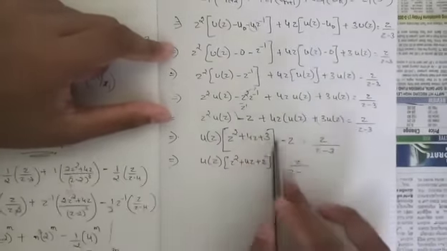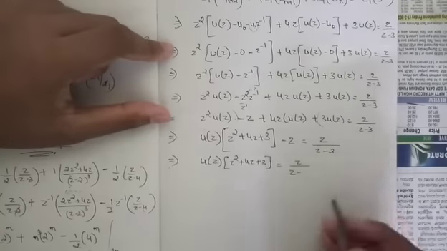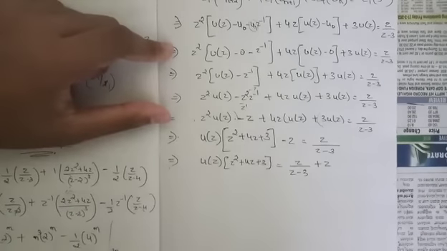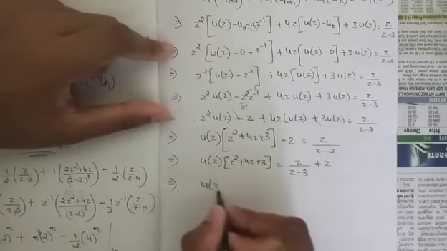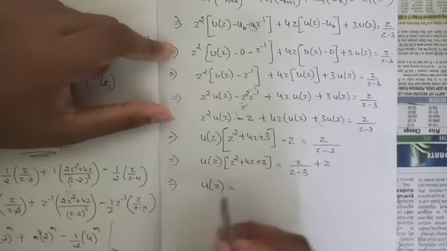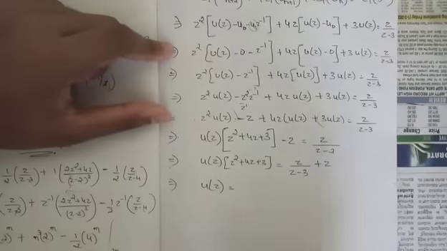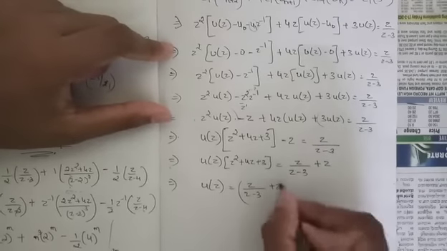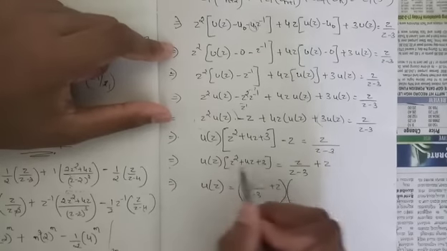I have written the remaining terms, and here the z is left out, so I have written it z minus z. So now if you bring this minus z to another side, it becomes plus z. Okay, so now u of z is equal to, means we need to bring u of z to one side and all the other terms to another side. Okay, it is equal to z by z minus 3 plus z into this, it's of the quadratic form, right?